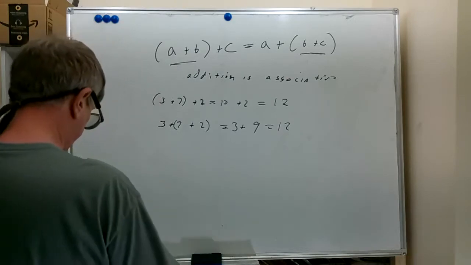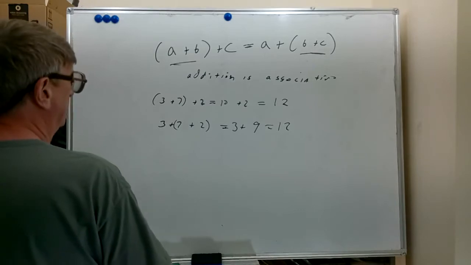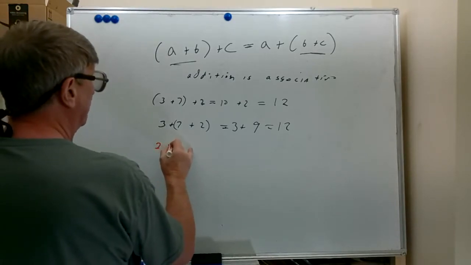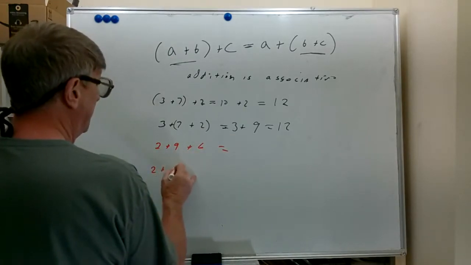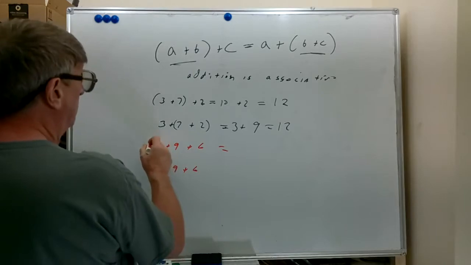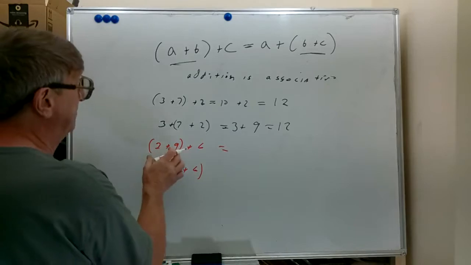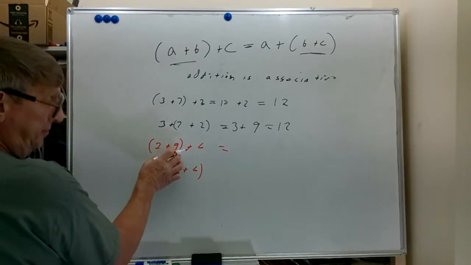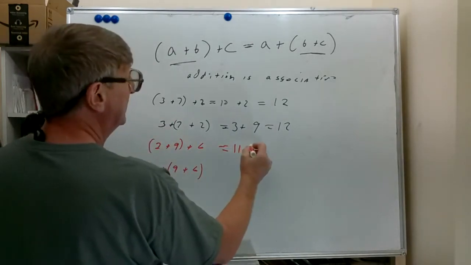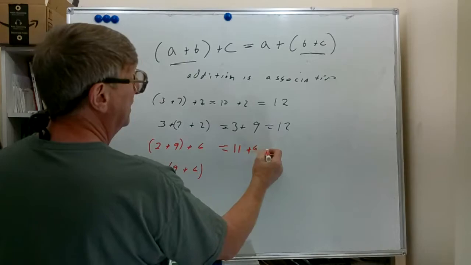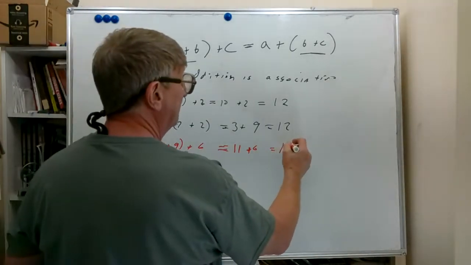We'll do one more down here. I'll use a different color. 2 plus 9 plus 6. We'll associate that one this way. So here we're going to associate the 9 with the 2 the first time. 2 plus 9, we do the part in parentheses before we do the other part, gives us 11 plus 6. Now we do what's left. 11 plus 6 gives us 17.